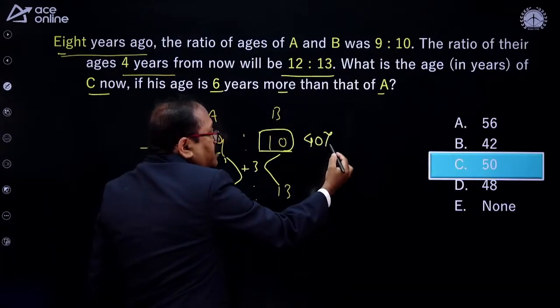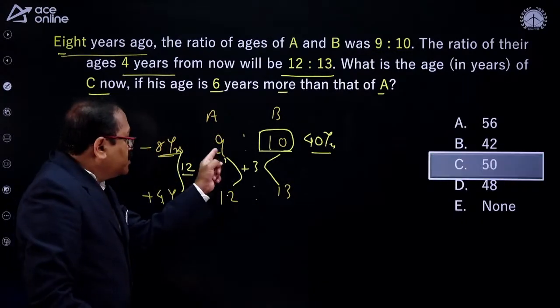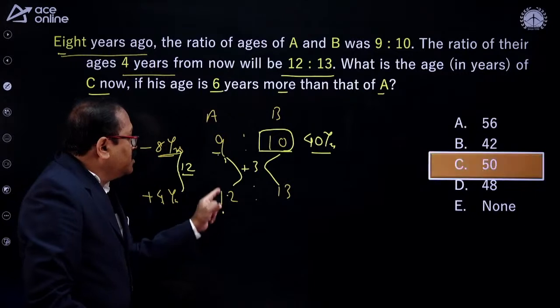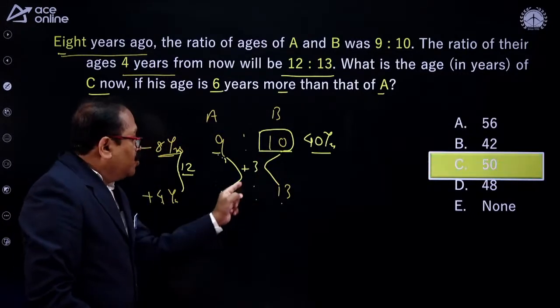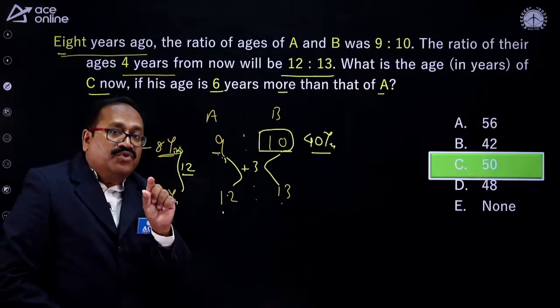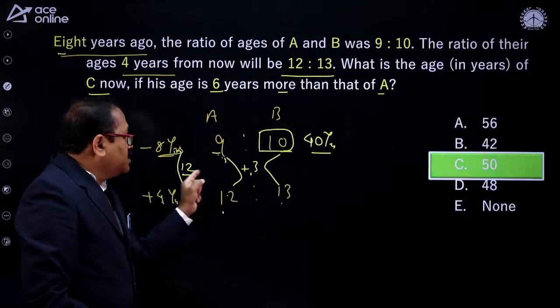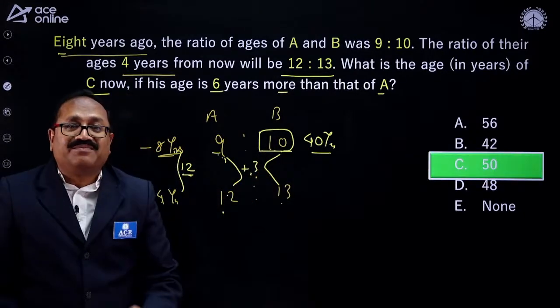So here I get 40 years. Hope you are understanding. In both the terms, from here to here, there is a gap of 3 terms, and in both the cases there is a gap of 12 years. So when 3 parts is 12 years, 1 part is 4 years, and 10 parts is 40 years. I got B's age.